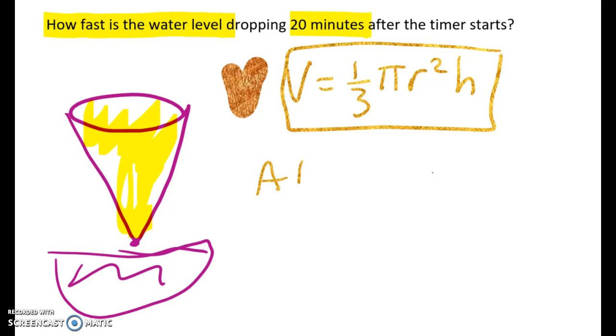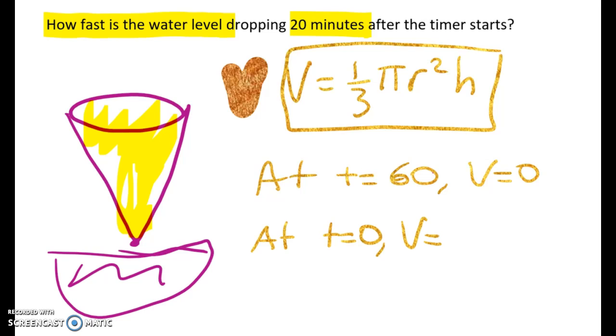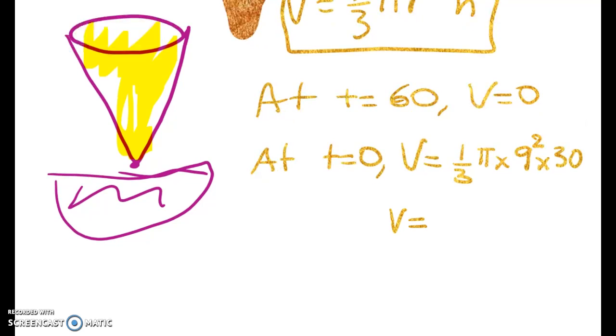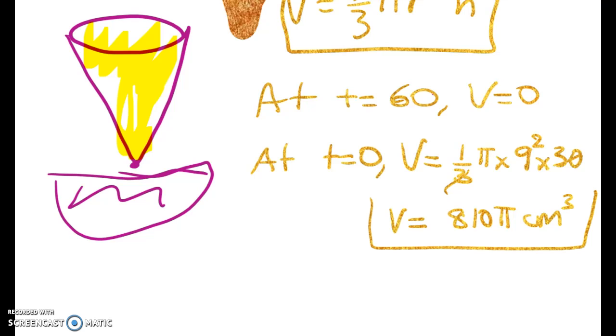Okay, so we know that at t equals 60, V is equal to 0. Right, at t equals 0, what's V? Well, V will be 1/3 pi times the radius squared, so 9 squared, times 30. Right, so let's figure that out now. My starting volume is 10 times 81, so 810 pi centimetres cubed.